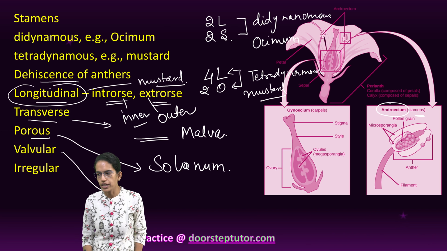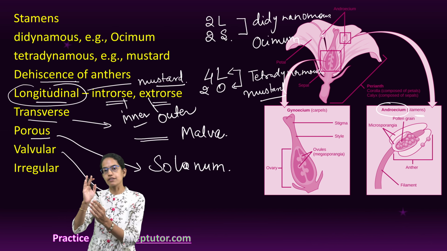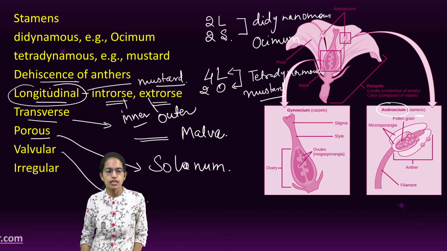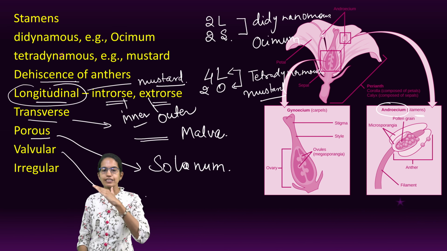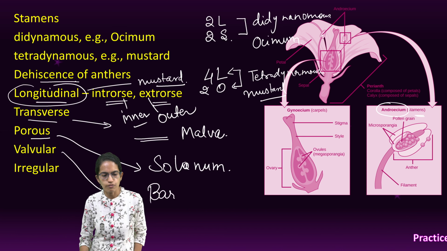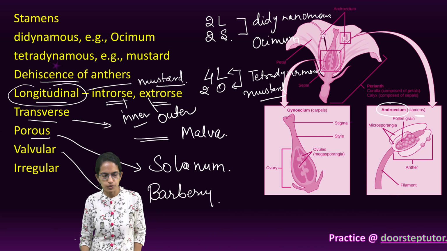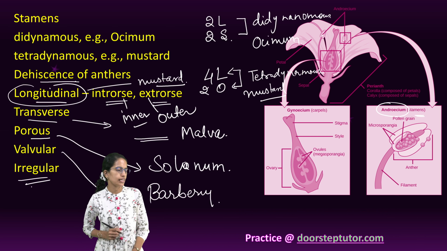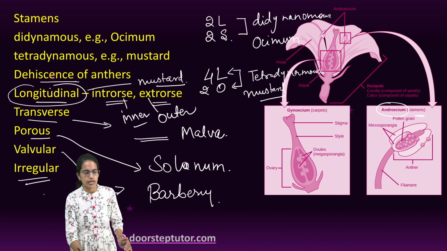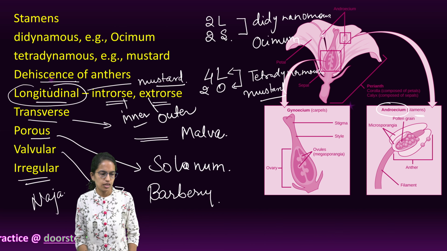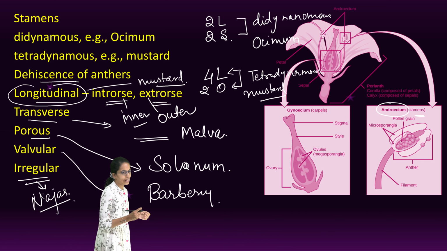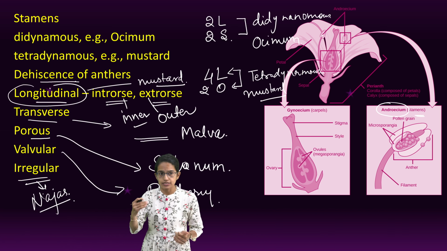Valvular is where the splits occur at several places, and that occurs by lifting the surface layers. So when you are lifting the surface layers and split occurs on various levels, it is known as valvular. Barberry is a good example for it. And then finally another one is irregular. A good example of irregular is Najas. So those are the examples across each of the categories when we talk about the dehiscence of anther.